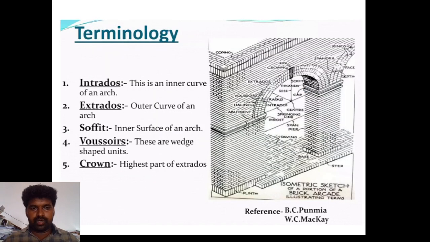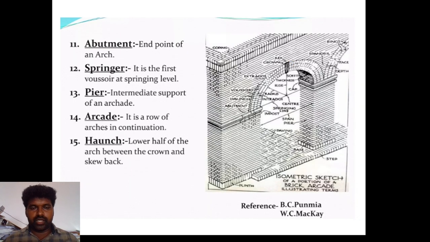These are terminologies that are used in arches. Intrados is the inner curve of the arch, and extrados is the outer curve of the arch. The soffit is the inner surface of an arch. Voussoirs are wedge-shaped units. The crown is the highest part of the extrados. Abutment is the end point of the arch. Here, there are two end points. This is called an abutment.